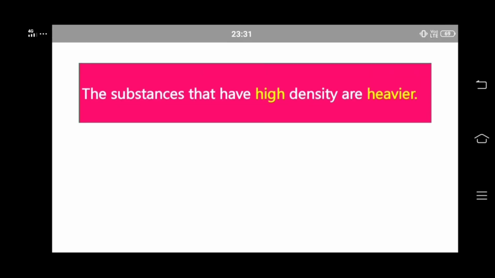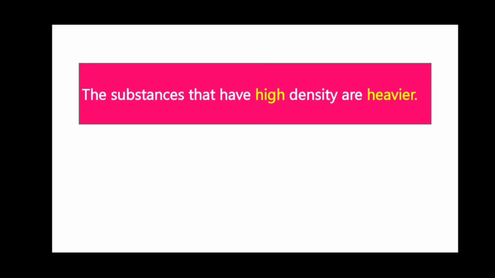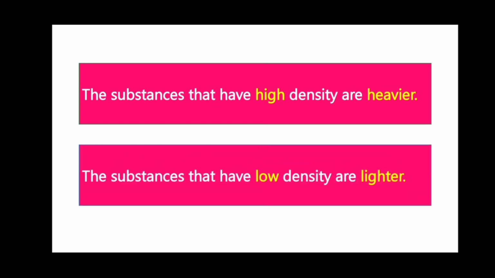In general, we can say that substances that have high density are heavier and substances that have low density are lighter. Let us rewrite the mathematical formula for density once again. That is, density is equal to mass divided by volume. Density is symbolically expressed by the Greek letter rho. So, this letter is rho. We will be pronouncing it as rho.